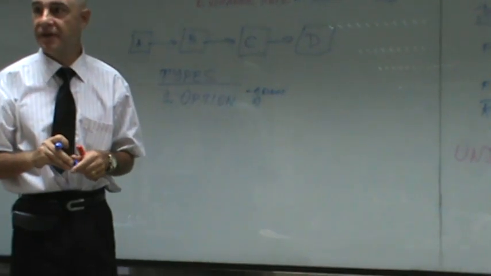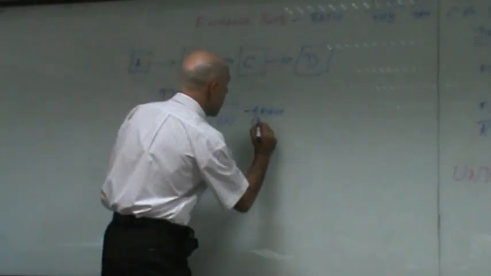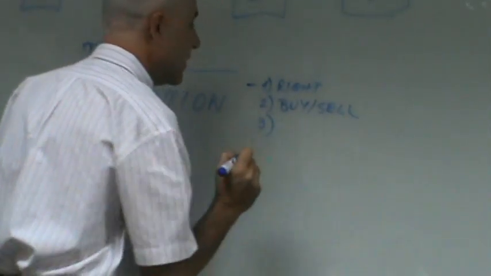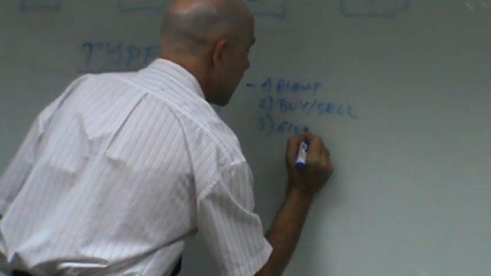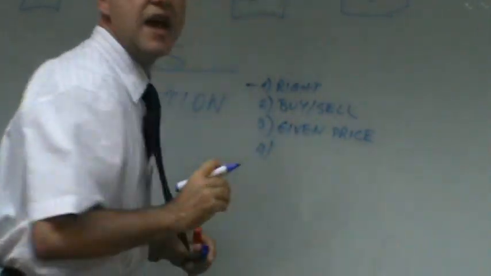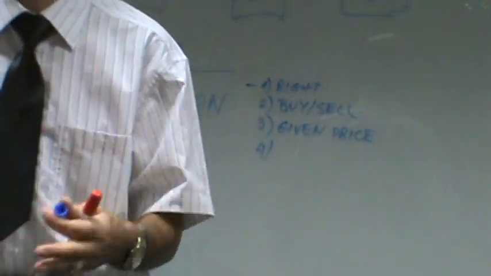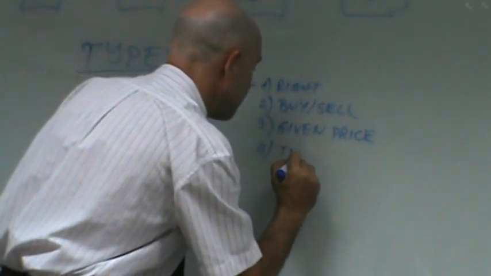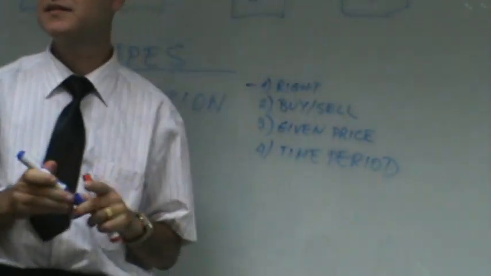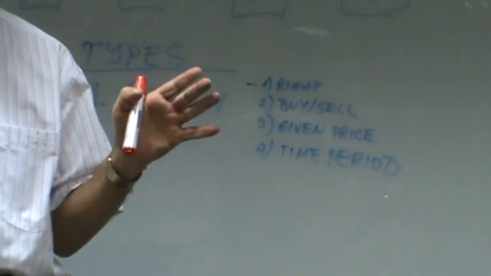Number two, you can buy or sell. Number three, for a given price. And number four, a given period of time. Okay? Is it clear so far?